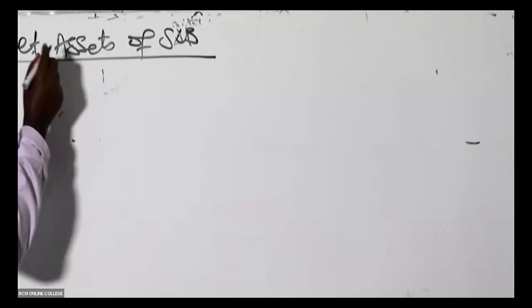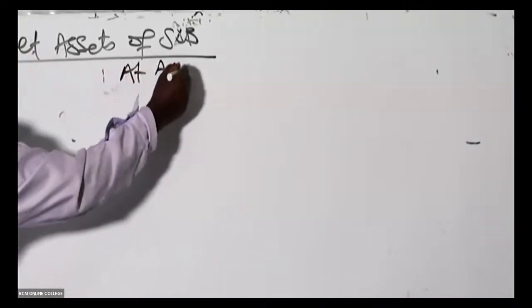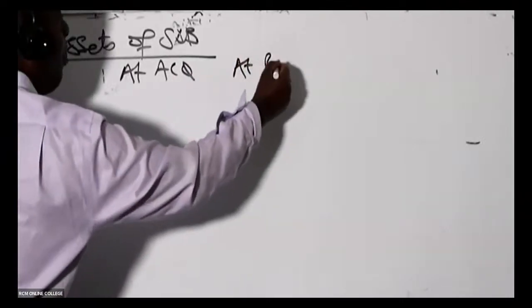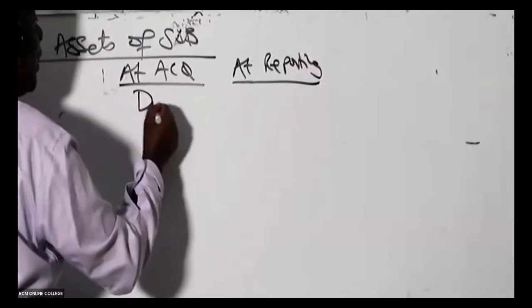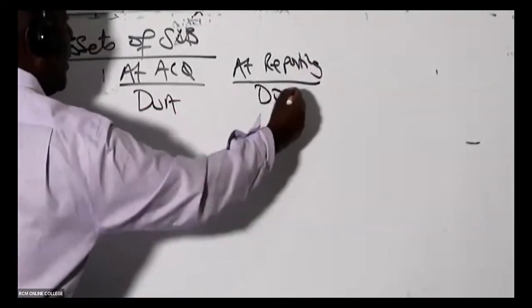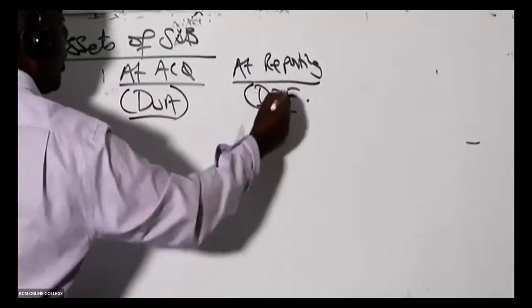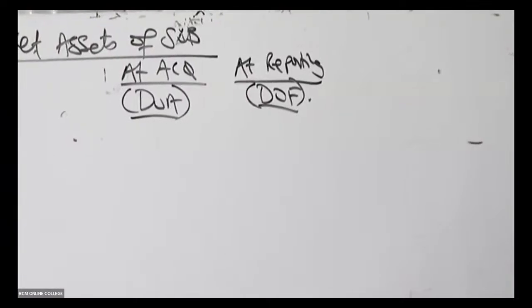This time round, we shall measure the net assets of the subsidiary at acquisition and at reporting. So at the date of acquisition and at the date of the financial statements. This is a great working called net assets of the subsidiary.